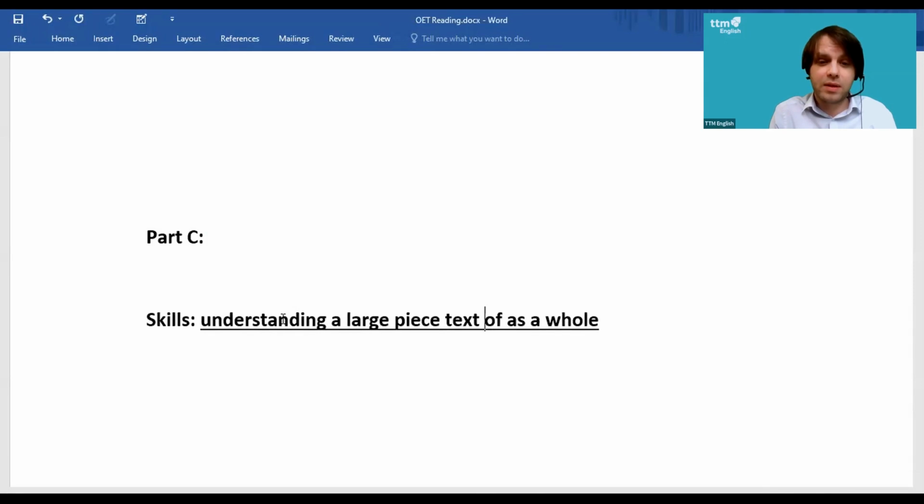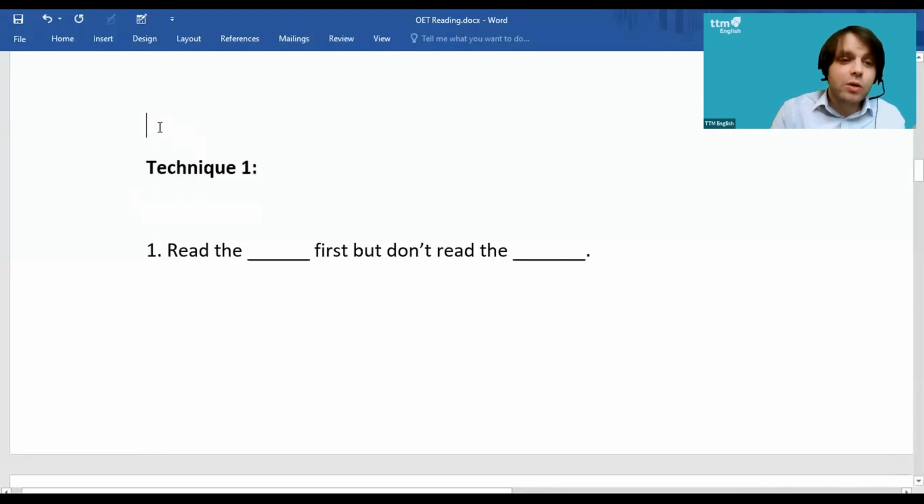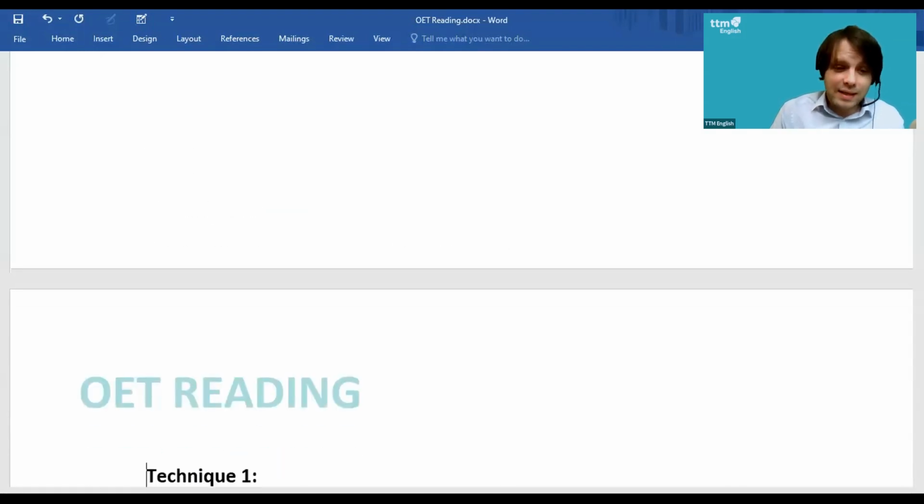Piece of text as a whole. All right. Now, I've updated my technique. I'm going to give you 2 techniques today, all right, and we're going to practice them.